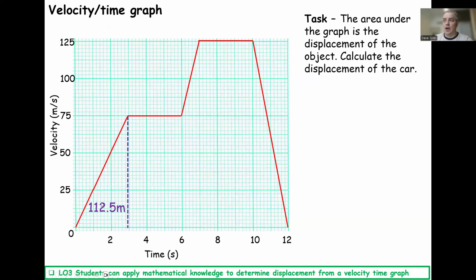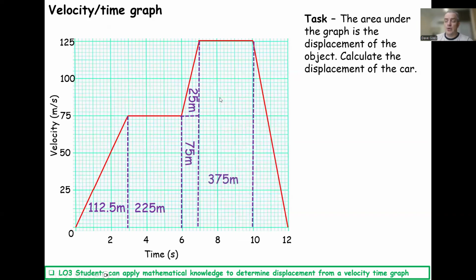the triangle, so it's half the base times the height, 112.5 meters. This section here, 225. I'm splitting this into two sections, or I could do it in one. The little triangle here is 25 meters, and this section 75. Rectangle here, 375 meters, and this section 125.